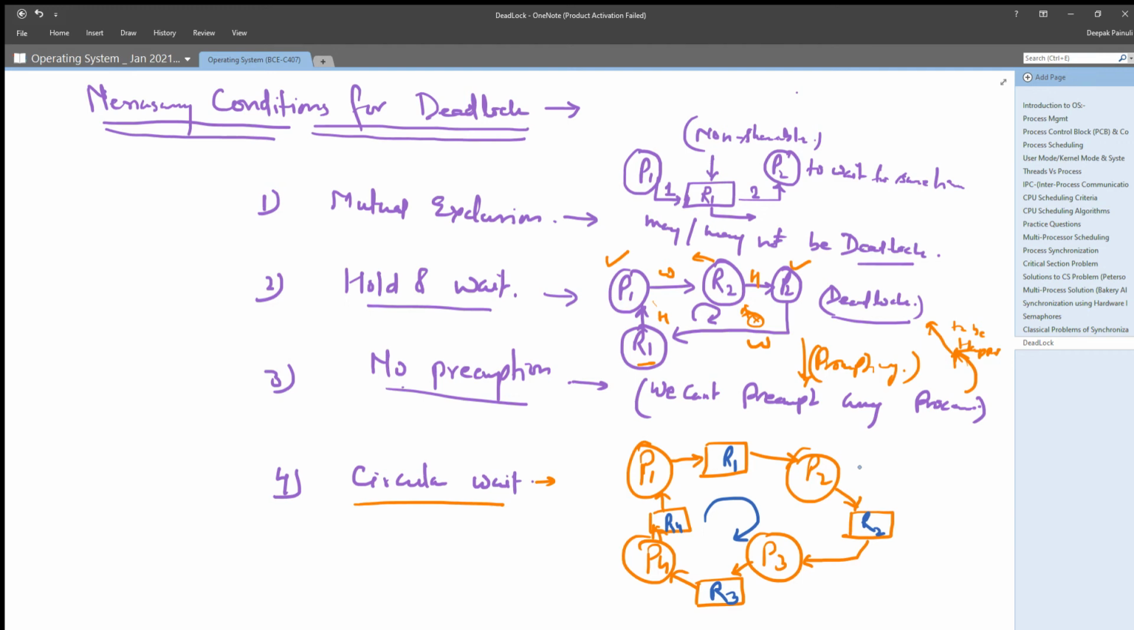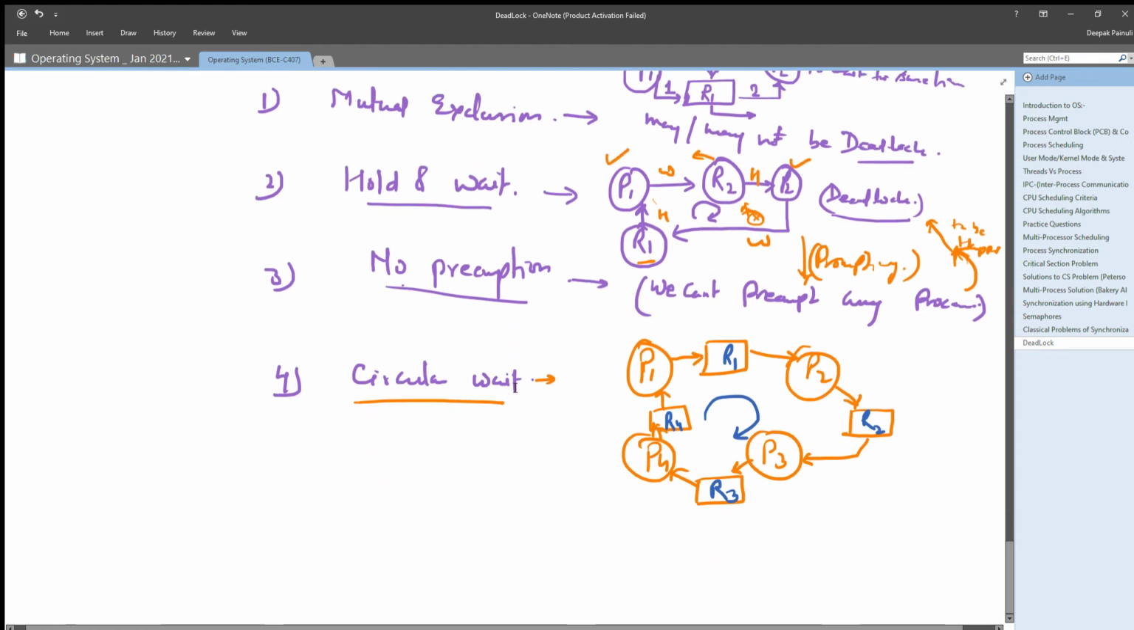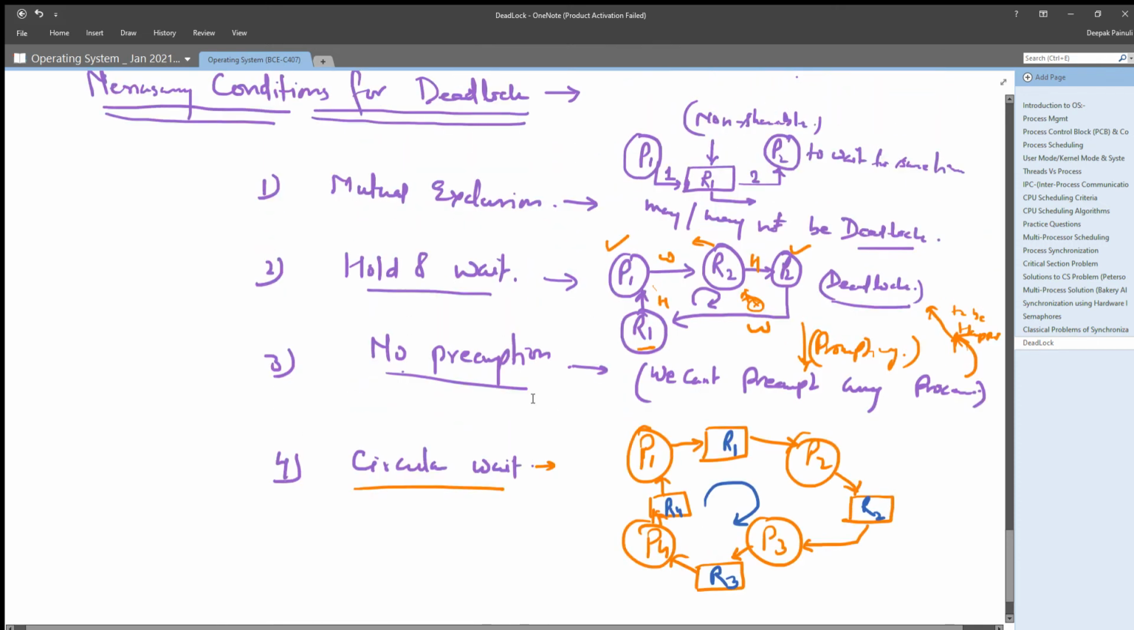So separately, if these four conditions hold separately, then we cannot be sure that there will be a deadlock. But yes, if all four conditions hold simultaneously at the same time in the system, then we can say there is a 90% chance of a deadlock being created in the system.